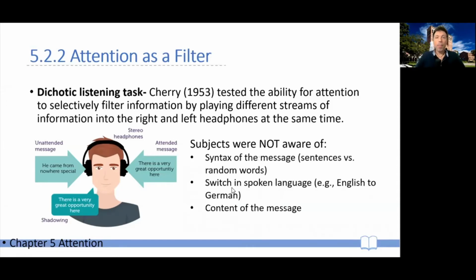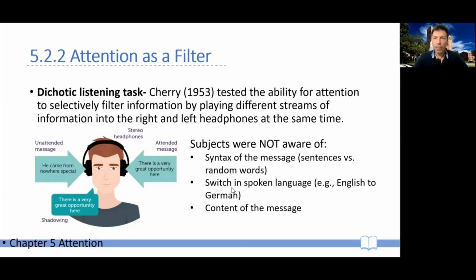Interestingly, however, participants really couldn't tell you anything about the syntax of the message. For example, if you'd ask them, in the ear that you were not attending to, was it actual sentences that you were hearing, or was it just random words? Subjects can't tell you that. So that level of information apparently didn't make it through. In fact, they couldn't even realize if the language halfway through switched from English to German. That's just how well the unattended message was being suppressed.